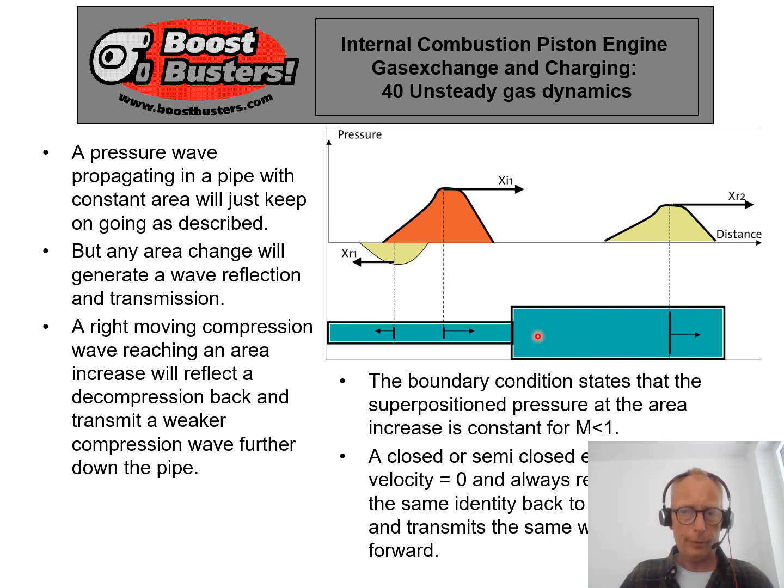If the other thing would happen, instead of an area increase, we might have a closed end or a semi-closed end. The wave reflection will be of the same identity as the incident wave. So instead of creating a decompression reflected wave, we will have a reflected compression wave coming back. Transmitted waves in partly closed ends will also be of the same identity as the incident wave.